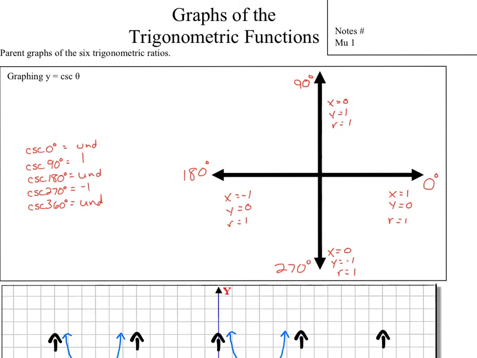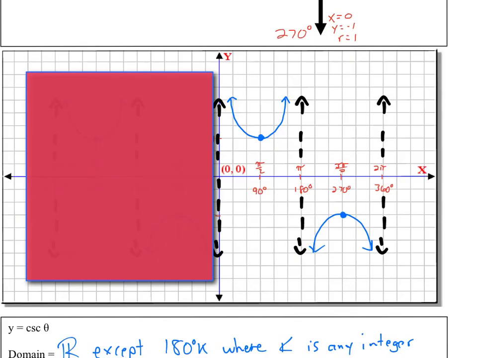So what will that look like? Let me show you. If you graph those points, here's what you would get. Cosecant of 0 degrees is undefined, so we draw a vertical asymptote at 0. Cosecant of 90 degrees is 1, so we put a dot at 1. Cosecant of 180 degrees is undefined, vertical asymptote. Cosecant of 270 degrees is negative 1, so we put a dot there.